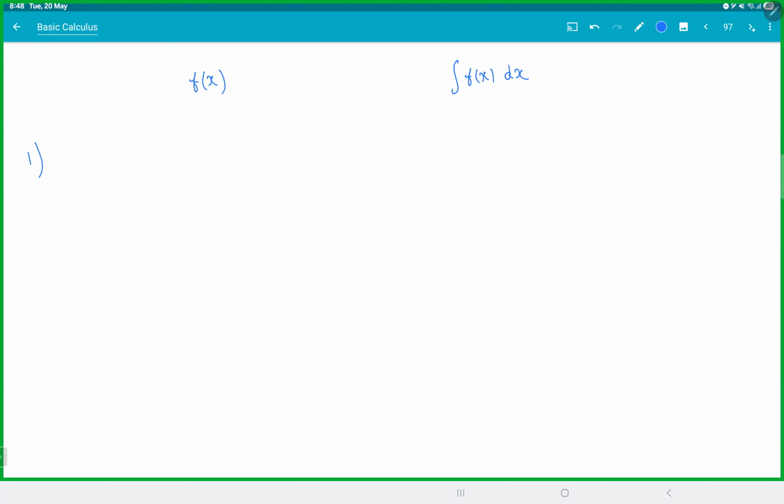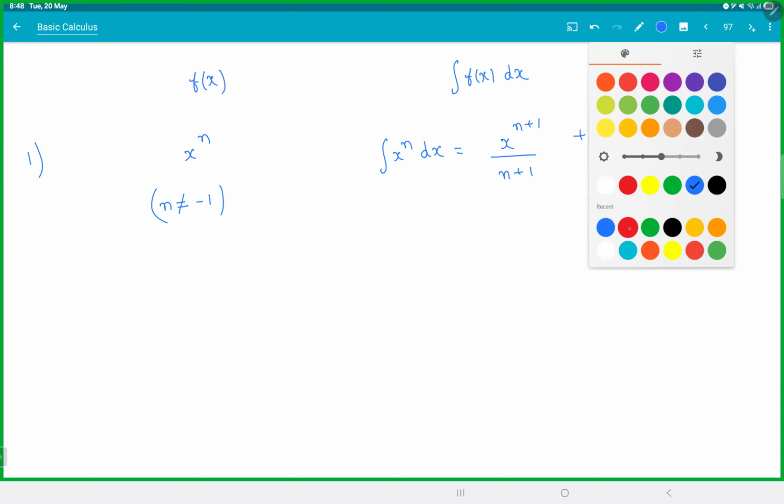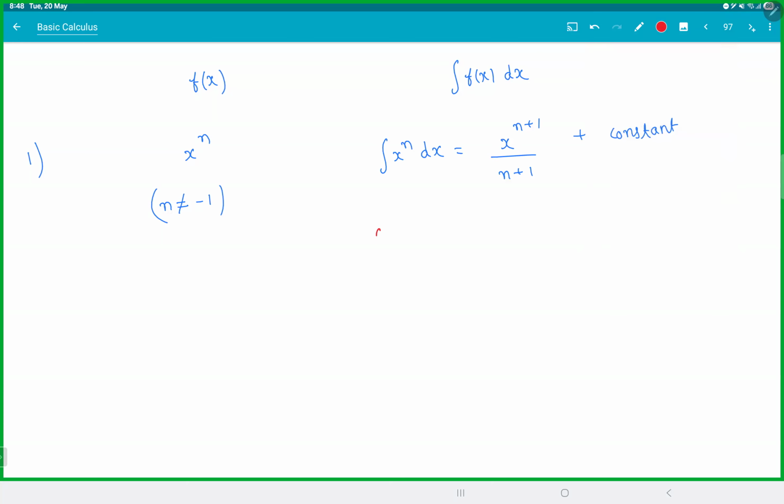So first thing, see, f of x. If your function is x power n, this is for n not equal to -1. So integral x power n dx, the formula is given by x power n plus 1 by n plus 1. So listen carefully, one or two formulas if you need to get it. This kind of integration is called indefinite integration.